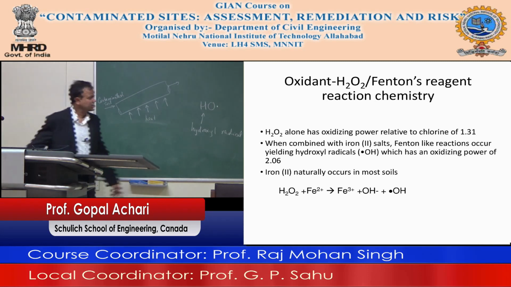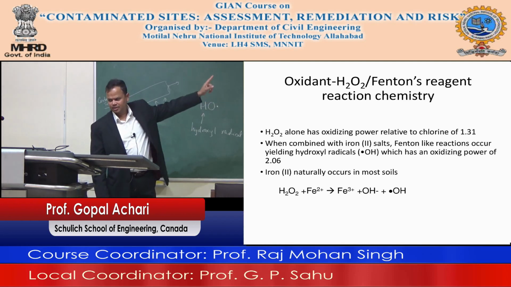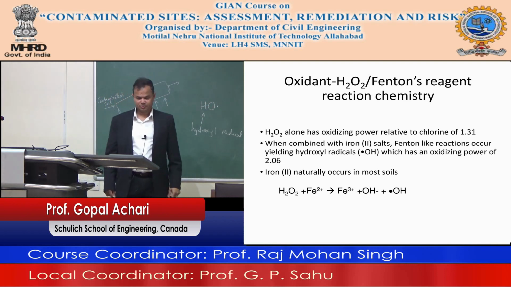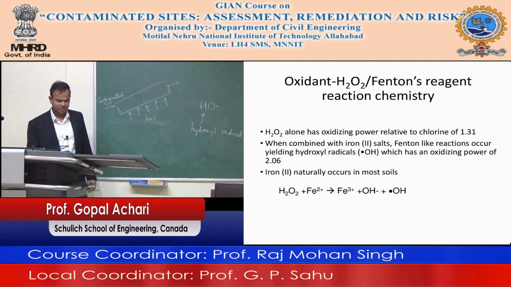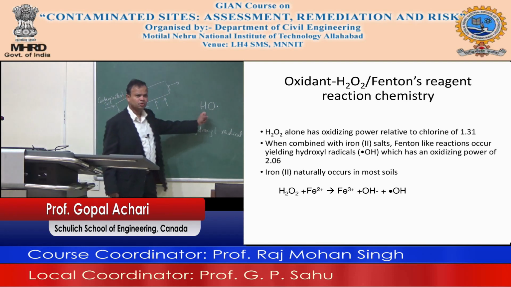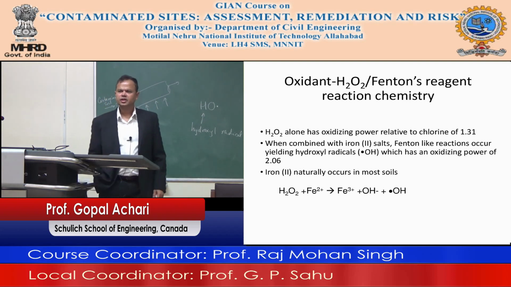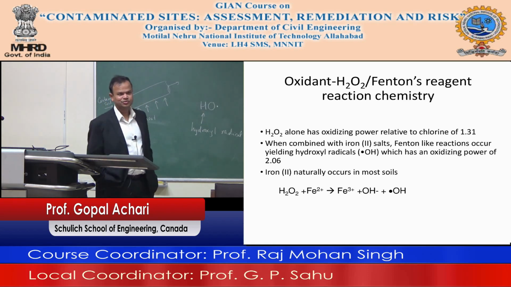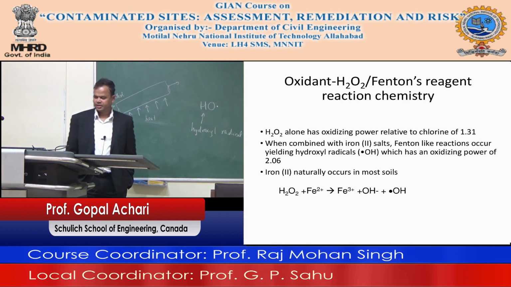But look at the oxidizing power of OH radical is 2.06. Compare that to chlorine, which is 1, and H2O2, which is 1.3. So just by looking at it, you can see that OH is a much more powerful oxidant. In fact, it is the second most powerful oxidant known to us. Number 1 is fluorine. Okay, but we can't use fluorine, right? Too reactive. So it's pretty good.